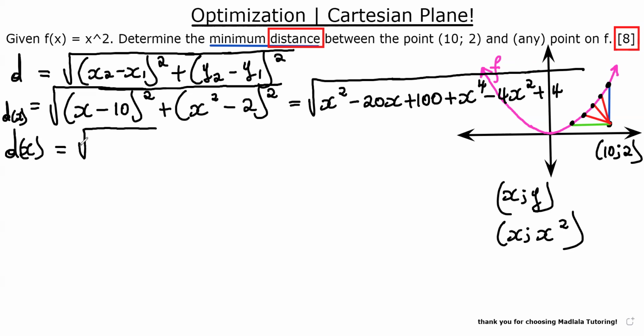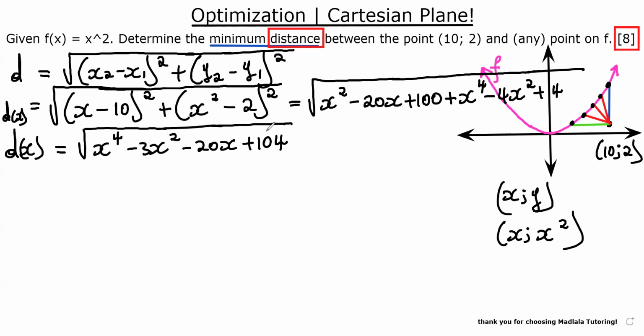Now collecting our like terms, the x to the 4th is a lone wolf. And if you say 1 minus 4, well, you simply get negative 3, right? And then you come back and say, well, you still have your negative 20x and then you say 100 plus 4, it's just going to be 104.